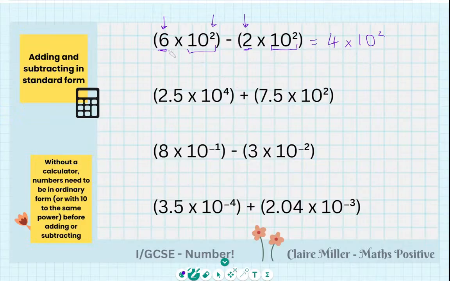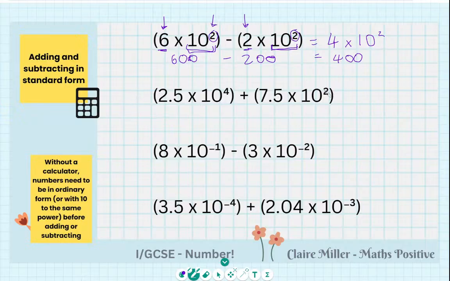Just to show you that this does work, 6 times 10 squared, as I said, is 600. Well, the 10 squared part we know is 100, right? And 6 times 100, that's 600. And we're taking away 2 times 10 squared. We're taking away 200, and that makes 400, right? So that's 4 times 10 squared. So once you've got the same power of 10, you can just add or subtract the numbers at the front, and that stays the same. In some ways, think about how this might be similar to fractions. Have a little think about that, because I feel like there's a connection there.